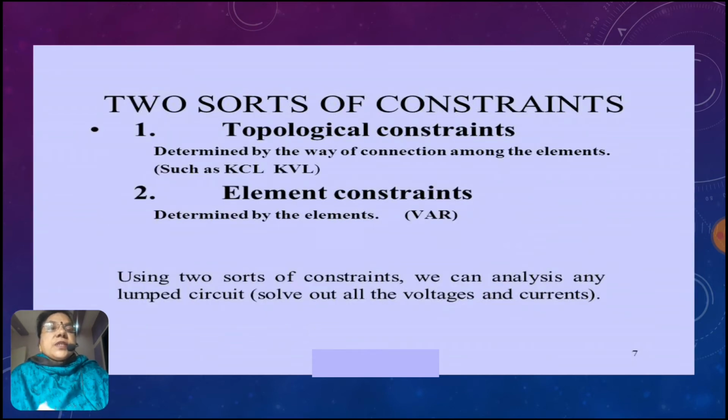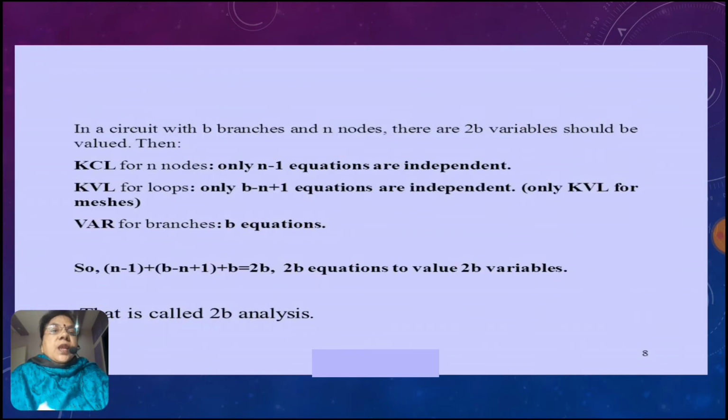Now, there are two sorts of constraints you have to apply whenever you use KCL and KVL. Number one is topological constraints and the other one is element constraints. Topological constraints are determined by the way of connection among the elements, such as KCL and KVL, and the element constraint is determined by the element's VAR. Using the two sorts of constraints, we can analyze any lumped circuit and solve out all the voltages and currents.